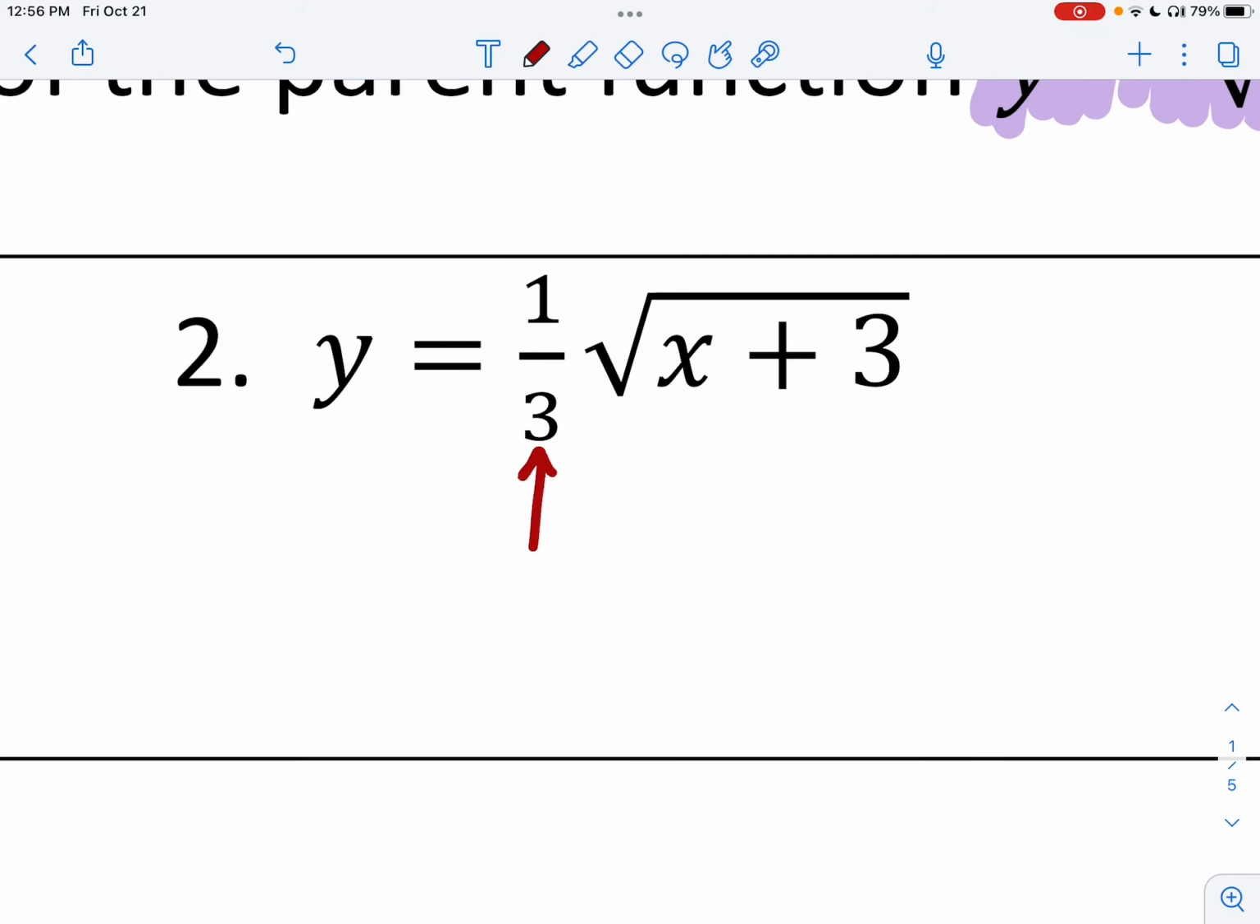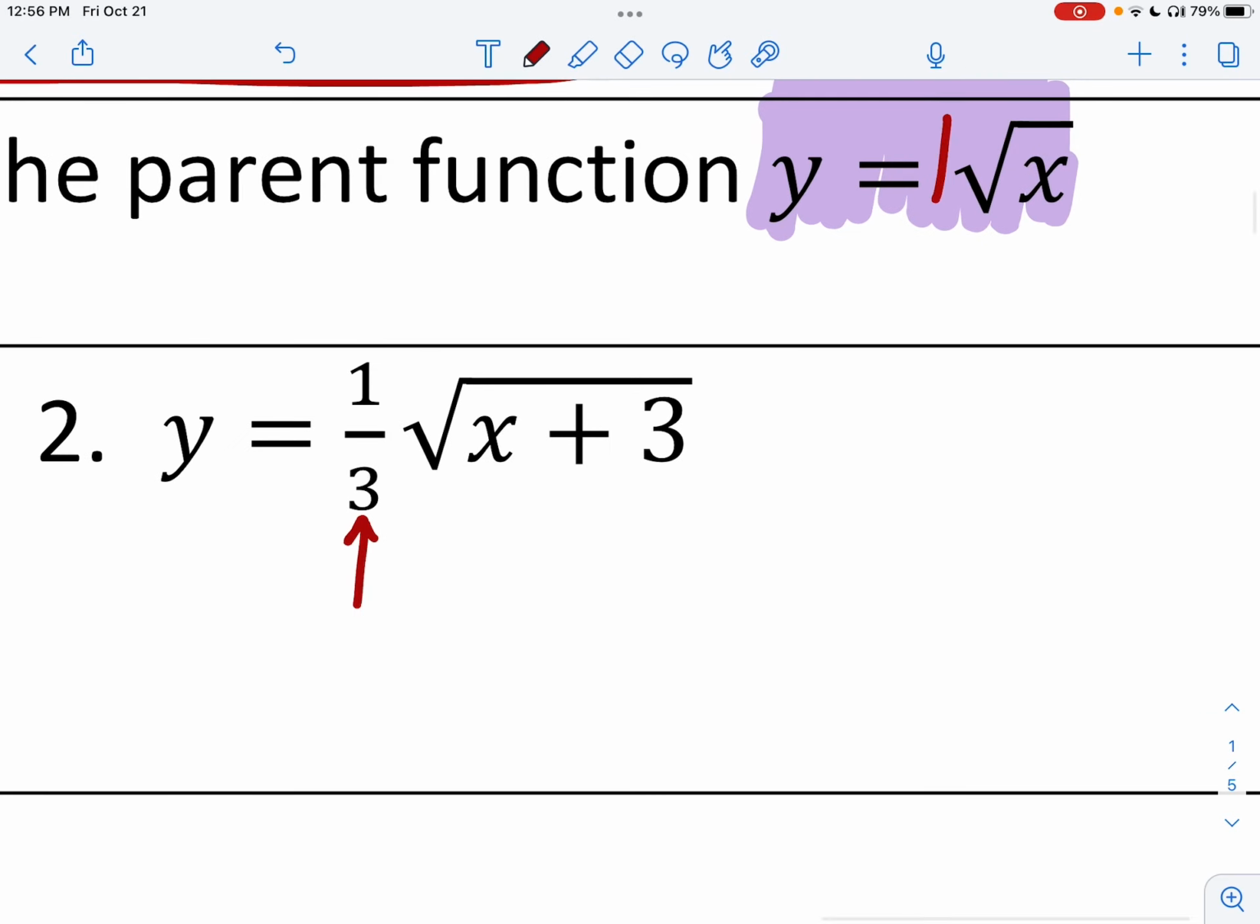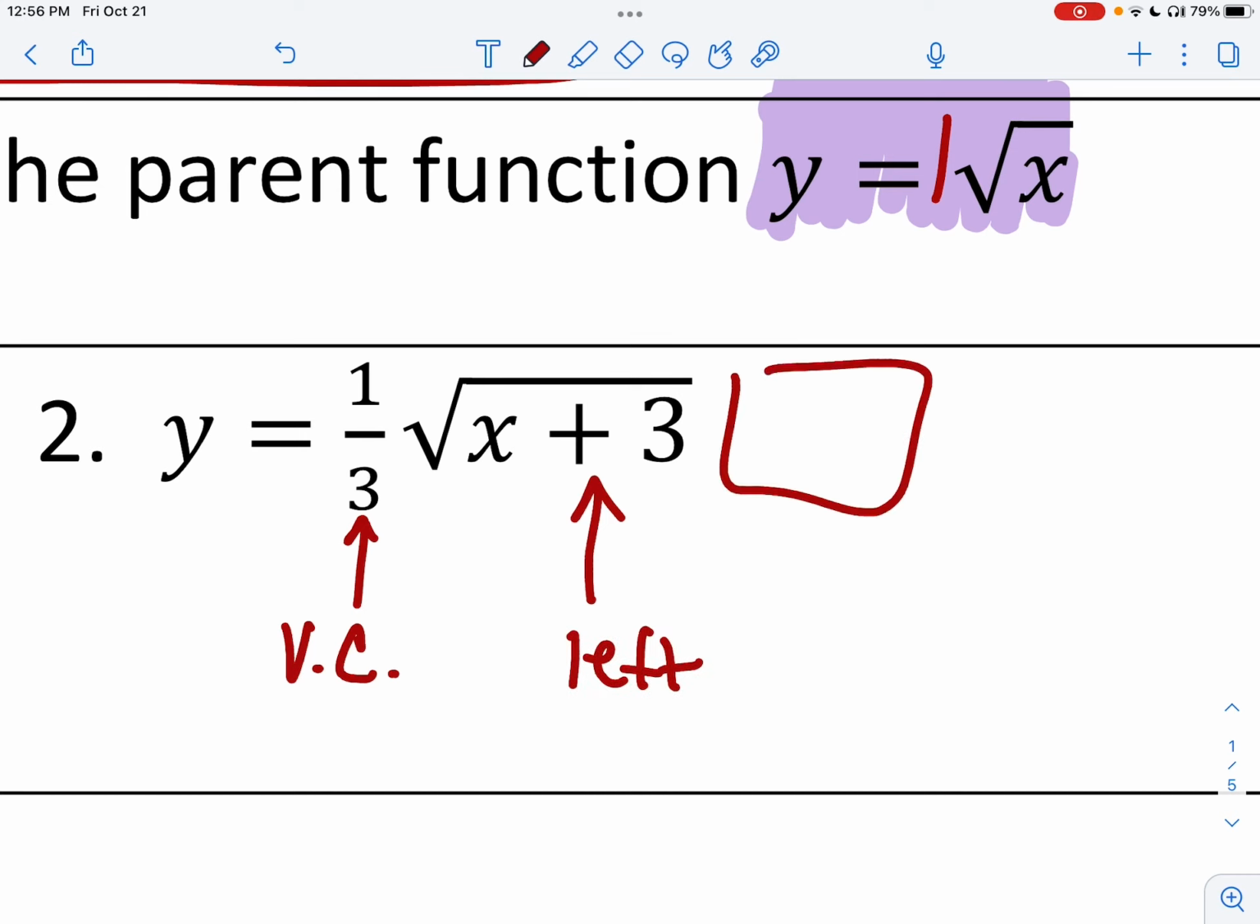This 1/3 in the front, remember it used to be a 1 in the front, is a vertical compression of a third. And this plus 3 inside is left 3. There's no up or down because there's nothing extra in the back.